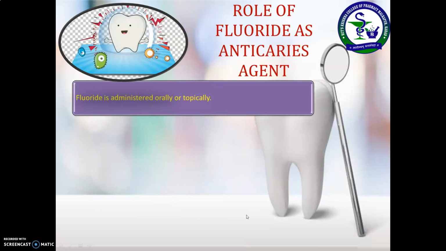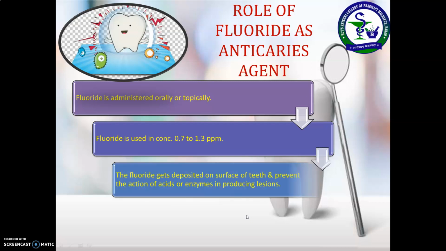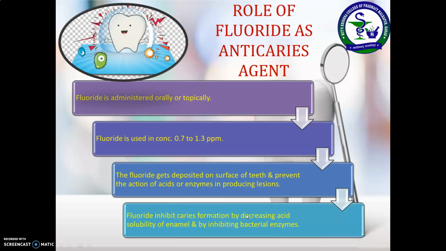Now, what is the role of fluoride as an anti-caries agent? Fluoride is administered by oral or topical route. It is required in the concentration of 0.7 to 1.3 parts per million to act as an anti-caries agent. The fluoride gets deposited on the surface of teeth and prevents the action of acids or enzymes in producing lesions. We can also say fluorides inhibit caries formation by decreasing the acid solubility of enamel and by inhibiting bacterial enzymes.